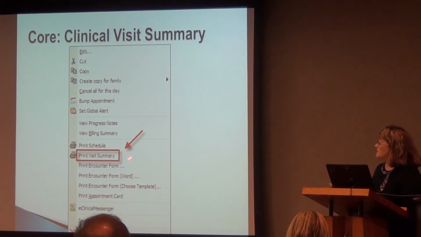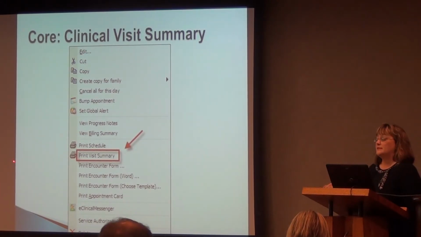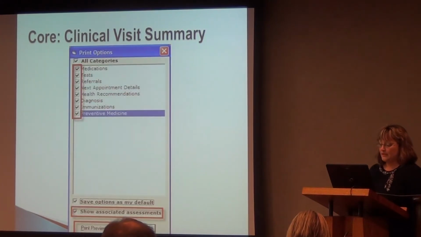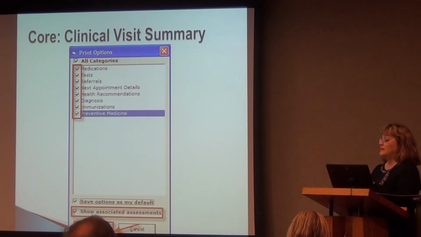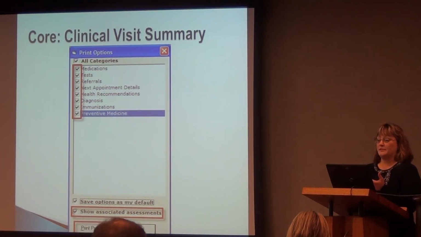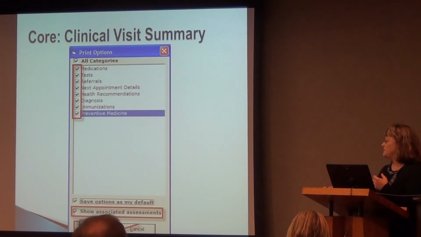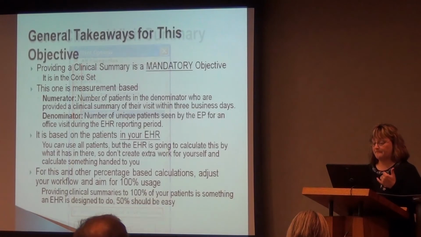In this system, there is a function called print visit summary. At the end of the visit, the office staff, the physician, clicks this button. The system's going to ask, you can set these as default. Medications, so anything you prescribe, any tests you order, any referrals that you've sent out, when their next appointment is, any health recommendations, their diagnosis, any immunizations you've given, and any preventative medicine guidance appears on that summary. You can uncheck some of these. You can just have a default that they're automatically checked, and then you do print.